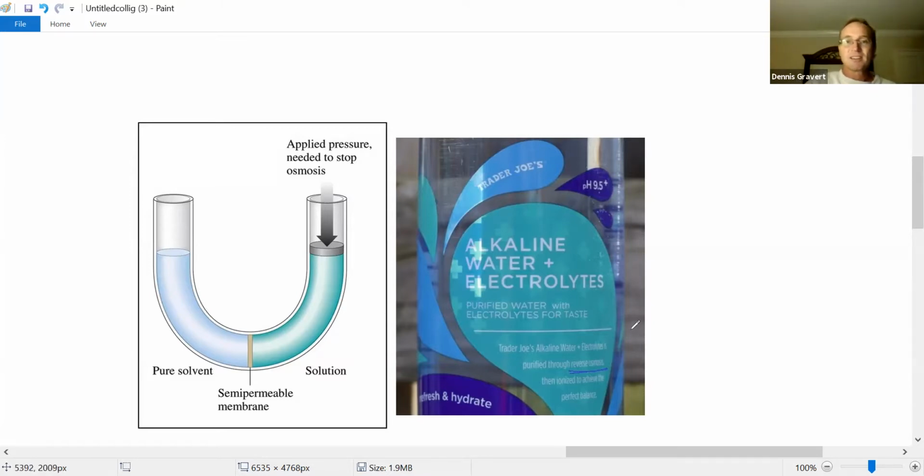So here's some water that has been purified by reverse osmosis. I don't know if you can read that, it's pretty small print. But next time you pick up a bottle of water or purified water, see how it's been purified. It might have been done through this technique, reverse osmosis.